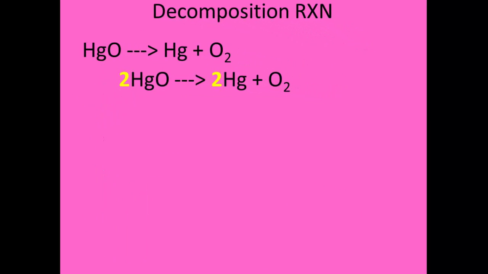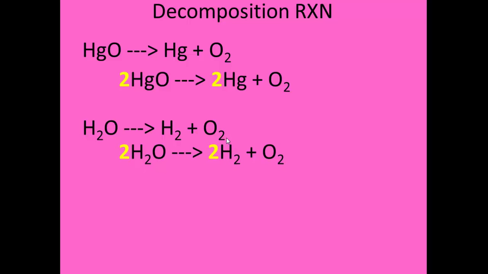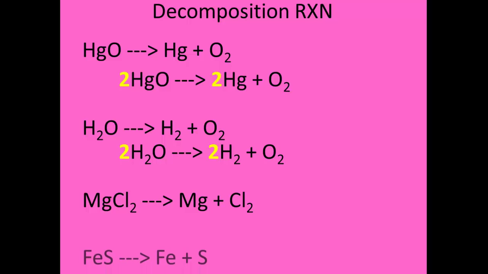So if we start looking at these different types of decomposition reactions, you see the first one here isn't balanced, so we have to add the 2's in here to balance that out. Here we have H2O. We can actually react that to get H2O2. However, that's not a balanced equation, so we have to balance it. When we balance it, we can get 2H2O yields 2H2 plus O2. And then MgCl2 actually just breaks apart into Mg and Cl2. And FeS breaks apart to Fe and S.